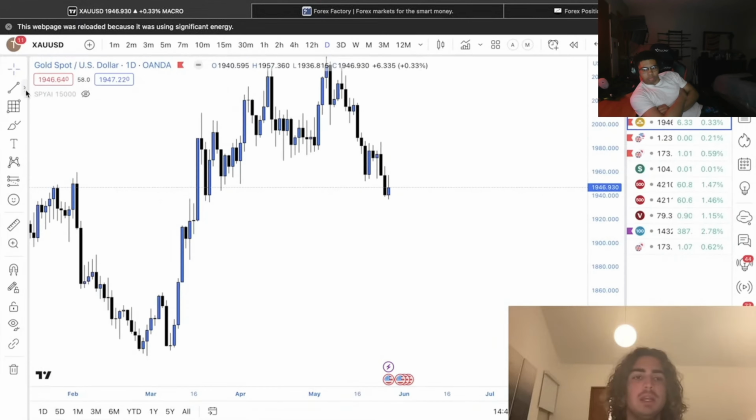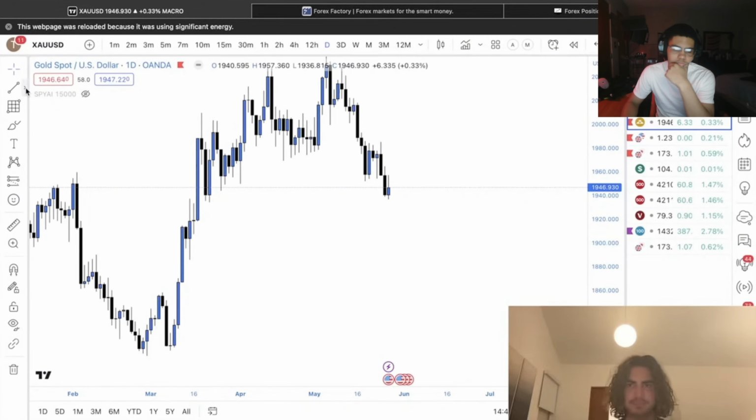Where is the draw of liquidity? And we'll talk about that eventually, okay? We just need to cover these super simple things first. Where does price want to go in the week? Where does price want to go in the next couple days? And then where does price want to go today? Where is price going to go today?